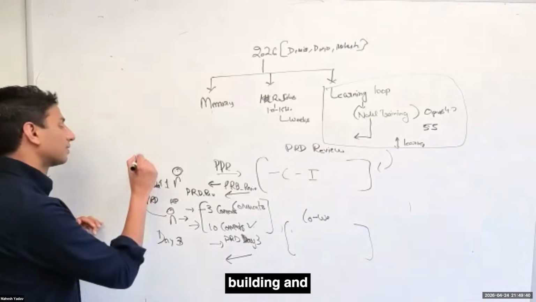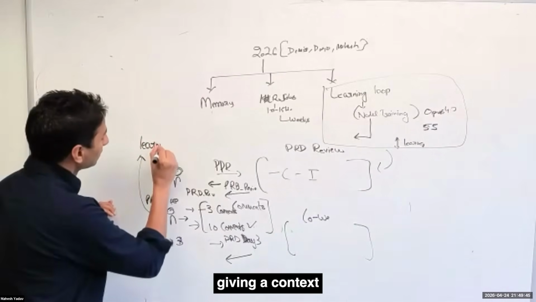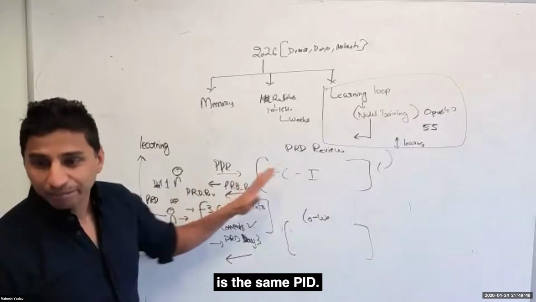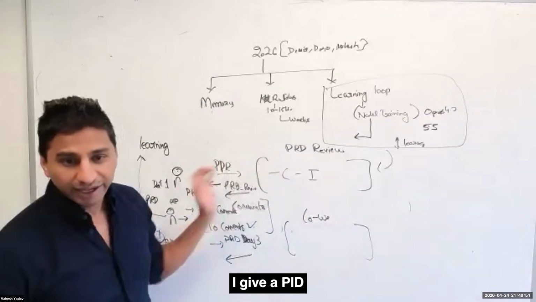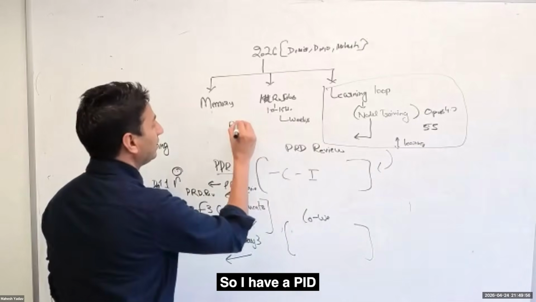Because you're building the agent instruction. Because it's context learning. Because you're giving it context. Memory. Let's say the only thing I'm giving is the same PRD. So this input is PRD. I give a PRD and I can give a checklist.